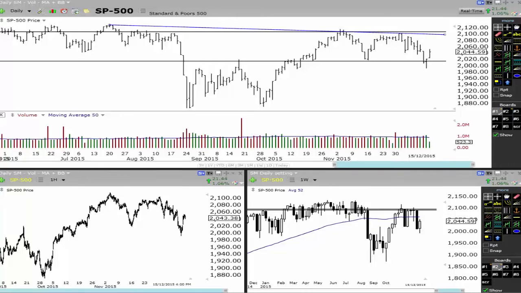So the markets did have the bounce that I was talking about yesterday, and we're looking at the S&P 500 chart right now. We're looking at the Dow Jones, Russell, Nasdaq, and we're going to have a look at all those charts and see exactly what's going on, because we did get the bounce, but what's coming next? Let's get straight into it.